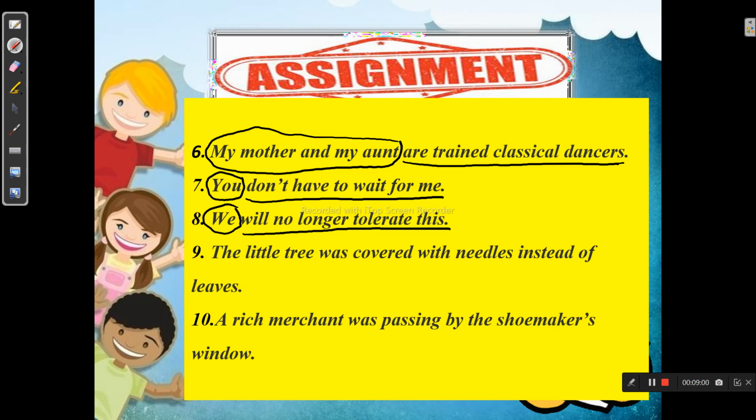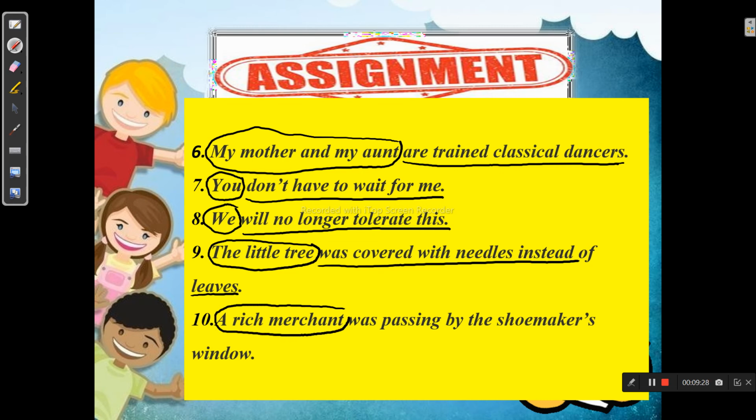Ninth, the little tree was covered with needles instead of leaves. So what was covered with needles instead of leaves? The little tree. So this becomes subject. Was covered with needles instead of leaves becomes predicate. 10th, a rich merchant was passing by the shoemaker's window. So who was passing by the shoemaker's window? A rich merchant. A rich merchant becomes subject. Was passing by the shoemaker's window is predicate.